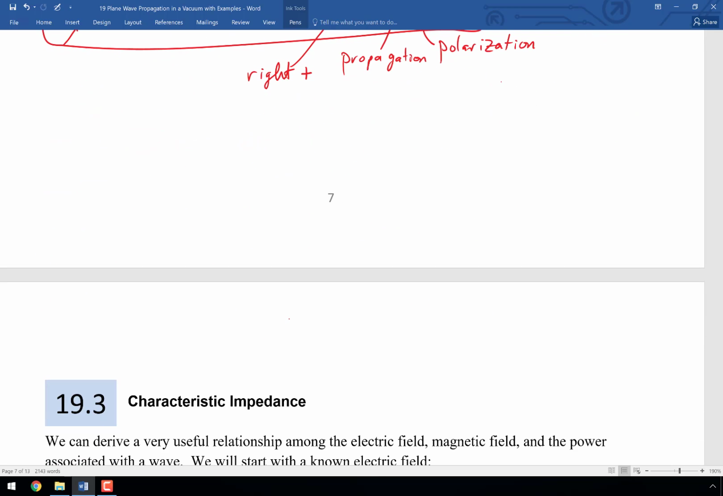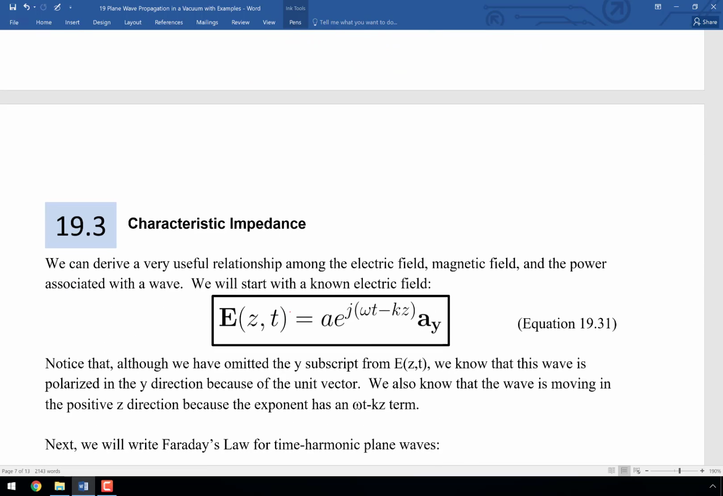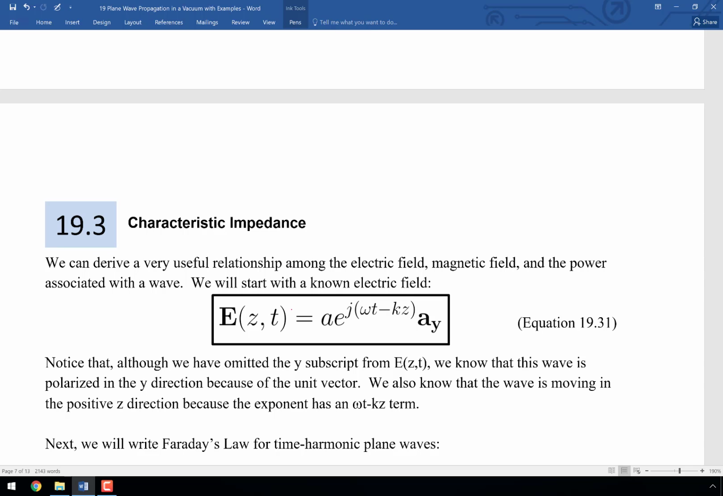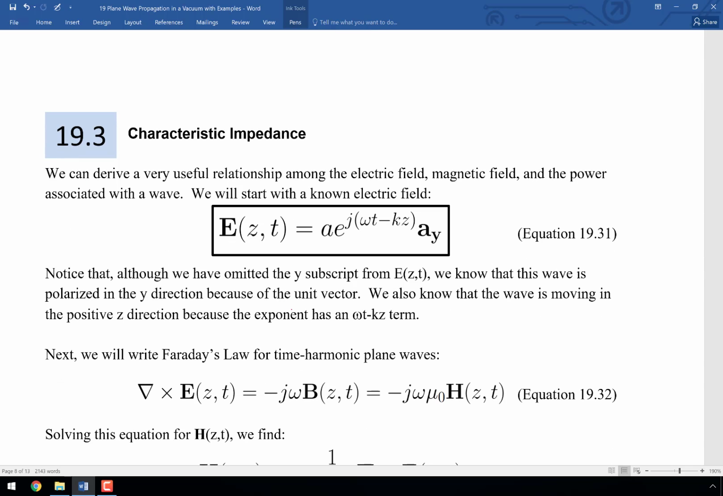Okay, let's talk about characteristic impedance. This is one of the most remarkable things that I think that we can discover in this class, is that there is a firm relationship between the magnitude of the electric field and the magnitude of the magnetic field. So we're going to start off by assuming that we have an electric field. We'll assume that it's polarized in the y direction. We'll assume that it's propagating in the z direction.